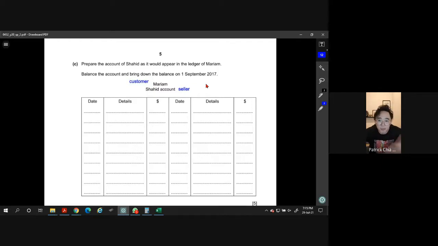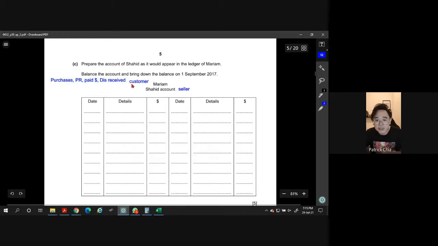Okay? So from the buyer's point of view, from the customer's point of view, what would you see inside later on? You should see purchases return, and then we paid money, and then we got discount received. Okay, these are the few things that you guys will see in the T account. Understand? So in this case, Shahid's T account is referred to as TP, trade payable. All right, trade payable, DR and CR.